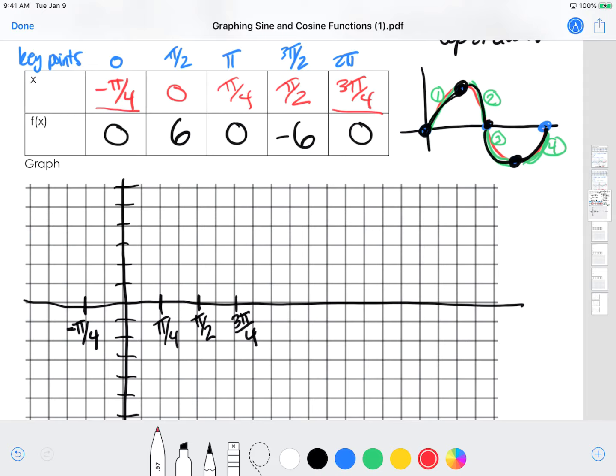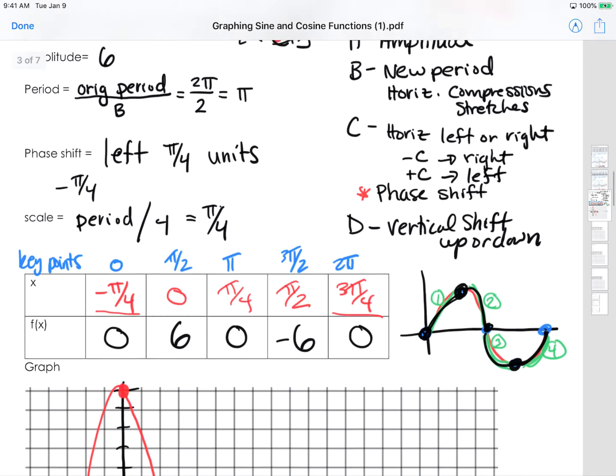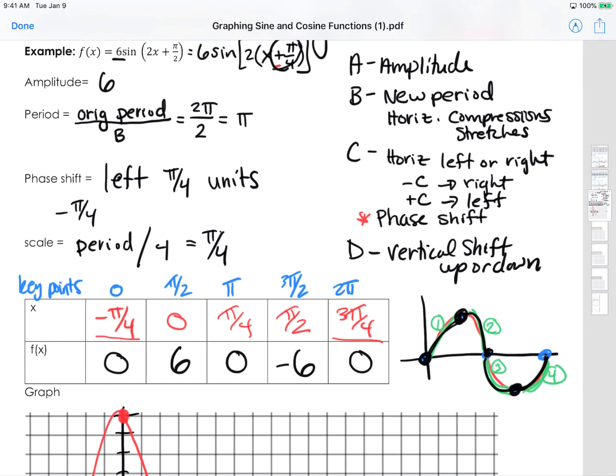So now I'm going to graph my key points. At negative pi over 4, I get 0. At 0, I come all the way up to 6. And at pi over 4, back down to 0. At pi over 2, all the way down to -6. And then back up to 0 at 3 pi over 4. So there is the graph. Whoops, I didn't have a very steady hand there. So here is the graph of one cycle of 6 sine (2x plus pi over 2).